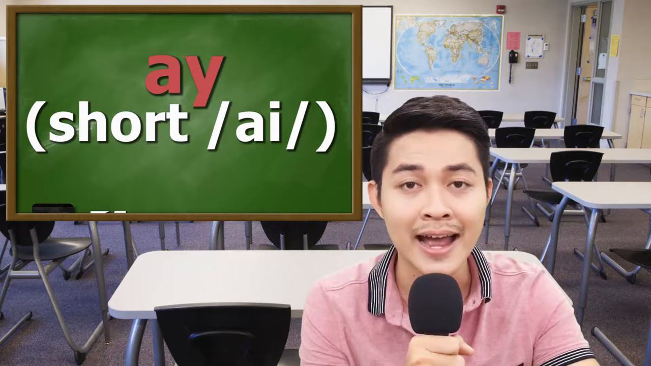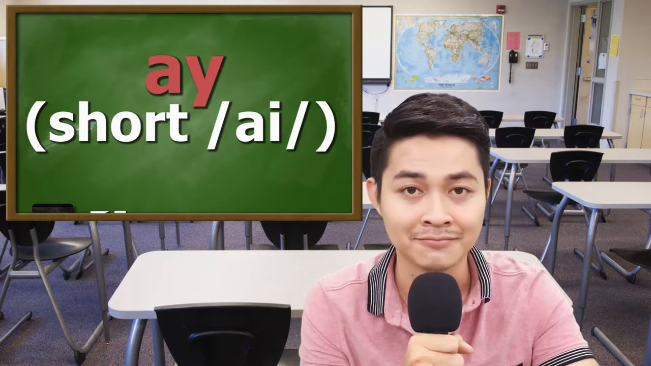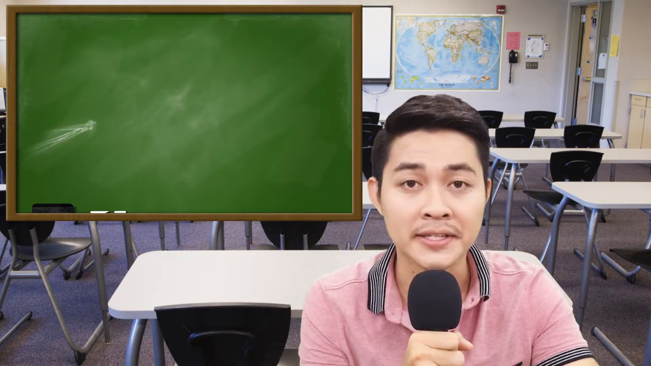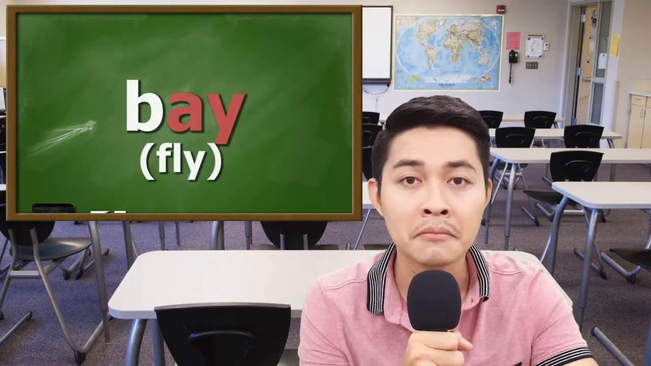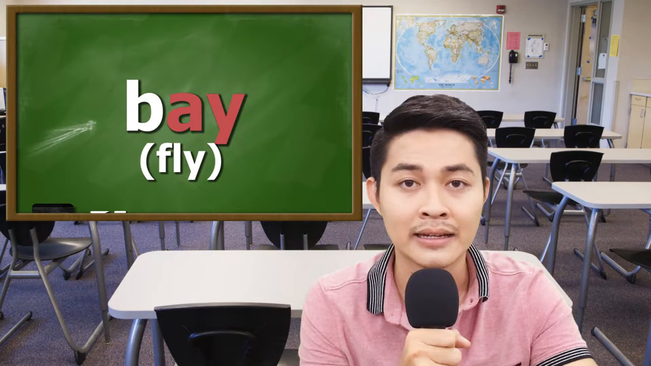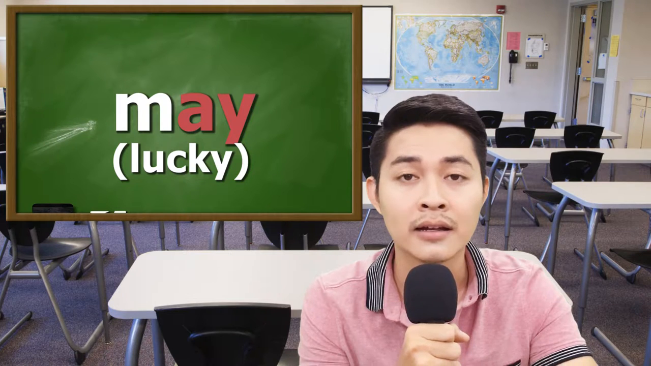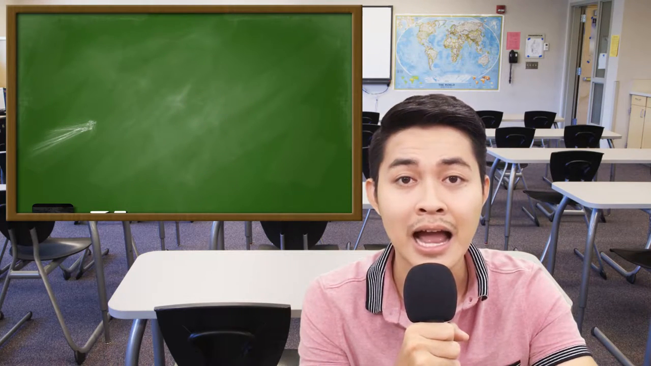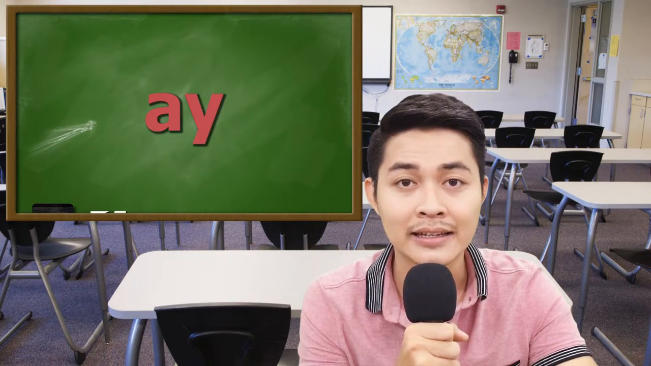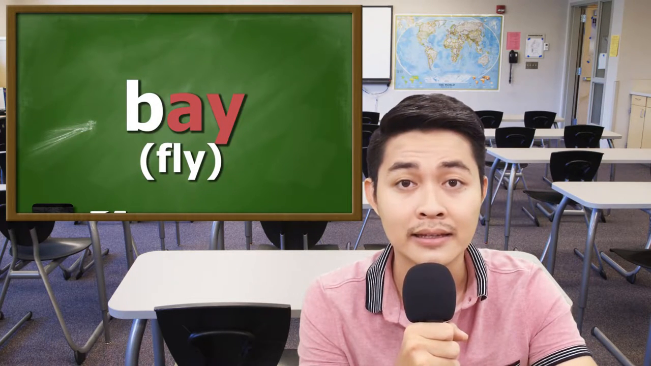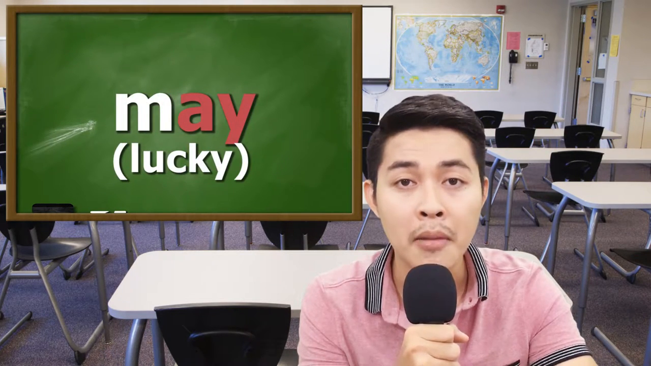The next cluster is ay. This can be considered as the short ai. Ay. For example, by, my. Now repeat. Ay. By. My.